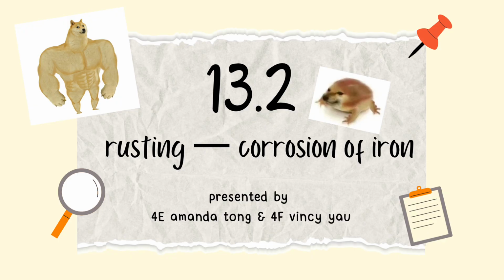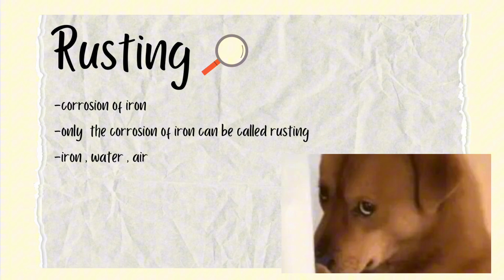Today we're going to talk about Chapter 13.2, Rusting. Rusting is a corrosion of iron. Only the corrosion of iron can be called rusting, but not other corrosion of metals. To let rusting occur, we need three things: iron, water, and air.